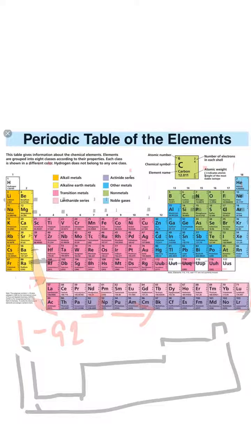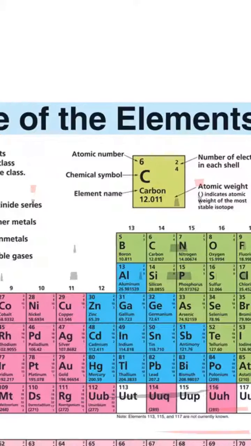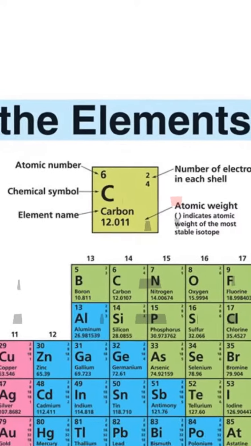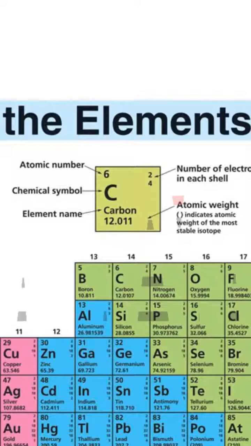Each box contains an atomic number, a chemical symbol, and then, of course, the atomic mass, or what we call the atomic weight.